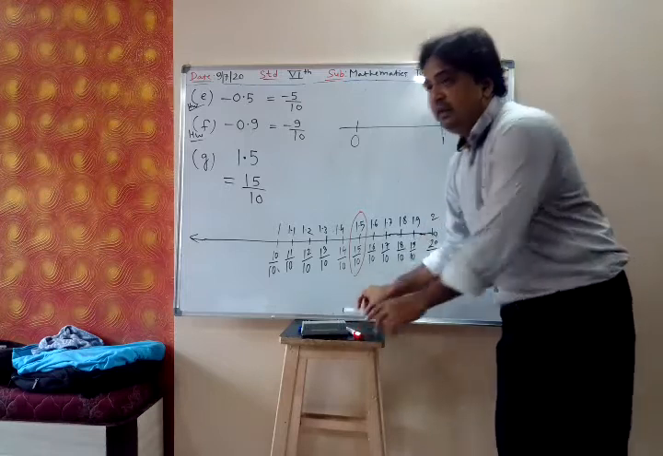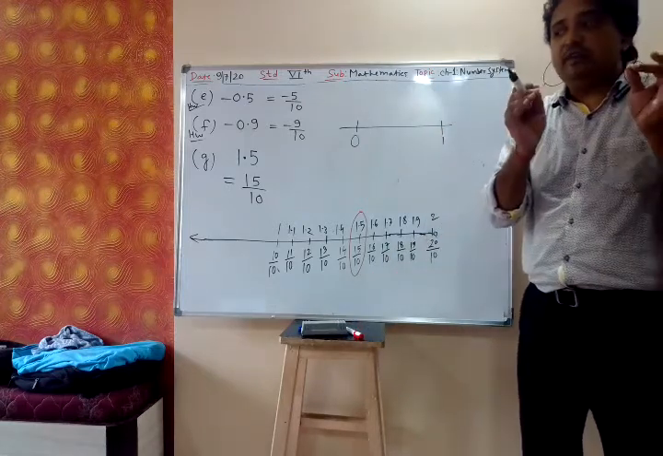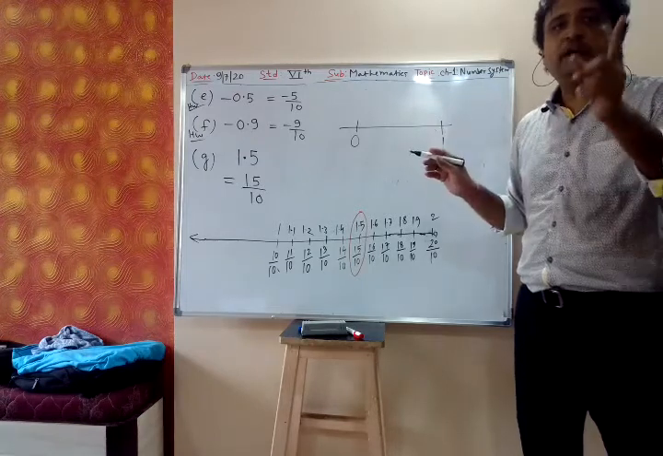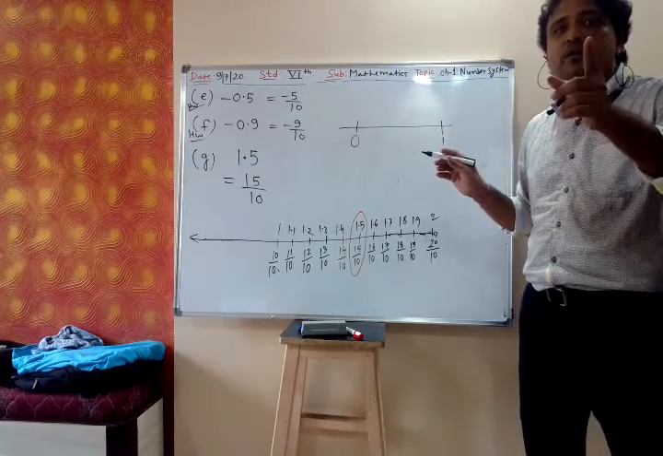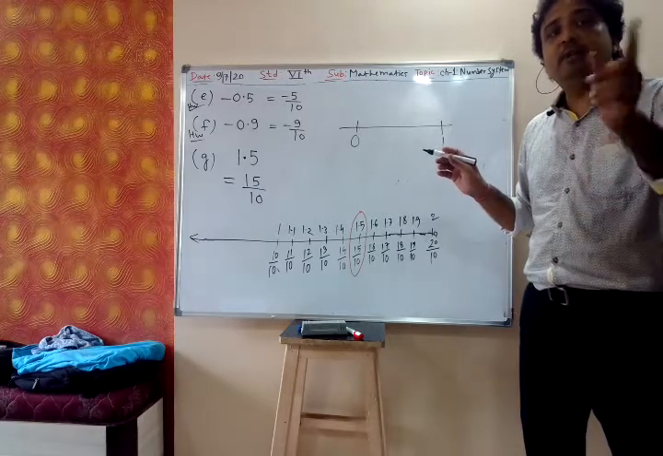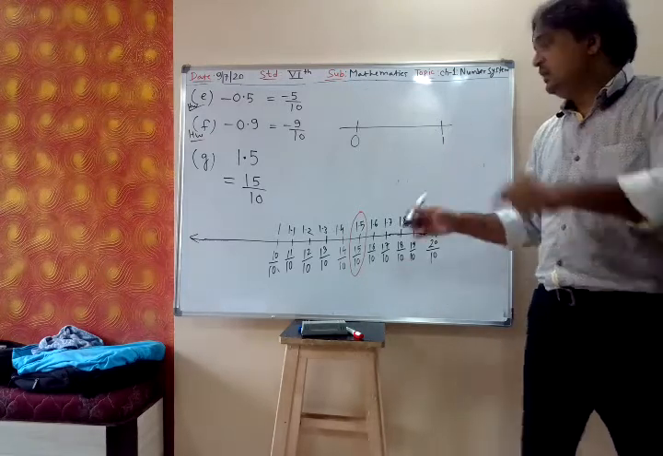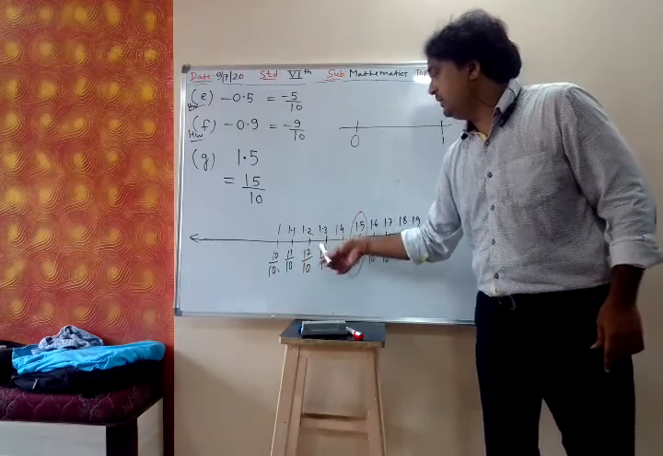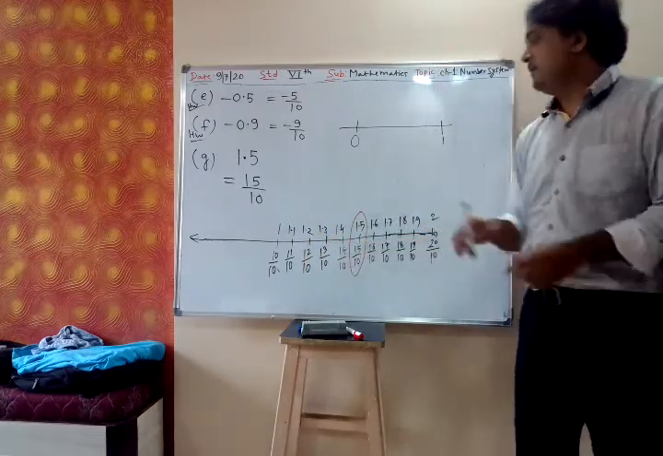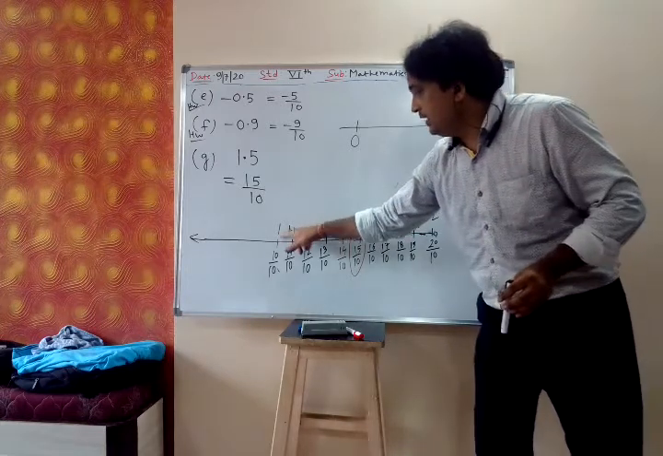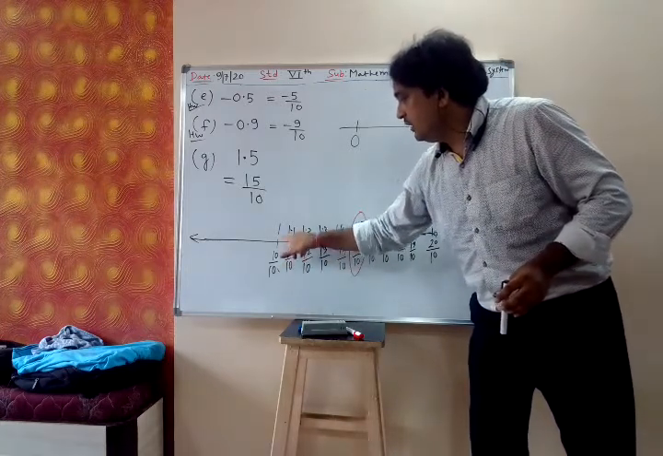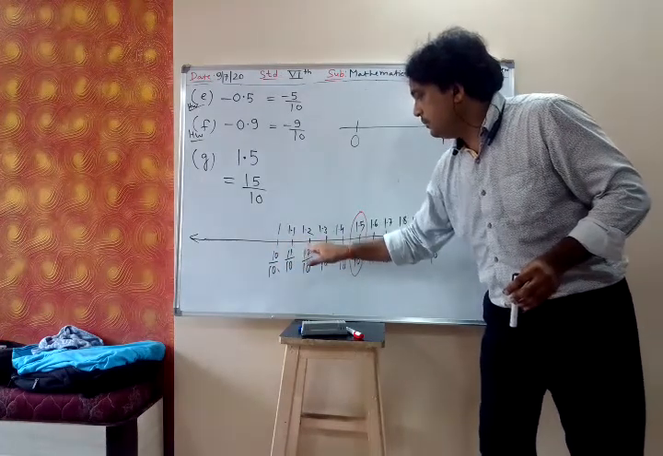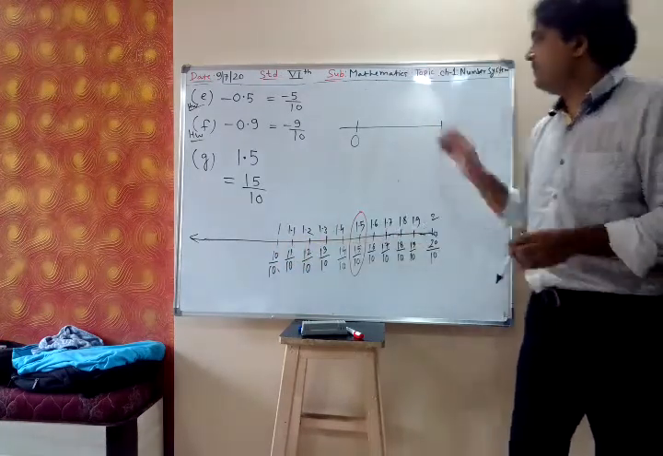So you remember, when we divide the number line between 0 and 1, then we take 1 upon 10, 2 upon 10, 3 upon 10, 4 upon 10. But when we divide the number line between 1 and 2, instead of 1 upon 10, I will take 11 upon 10, 12 upon 10, 13 upon 10, 14 upon 10. Because 1 is same as 10 upon 10. So after 10 upon 10, 11 upon 10, 12 upon 10, 13 upon 10.